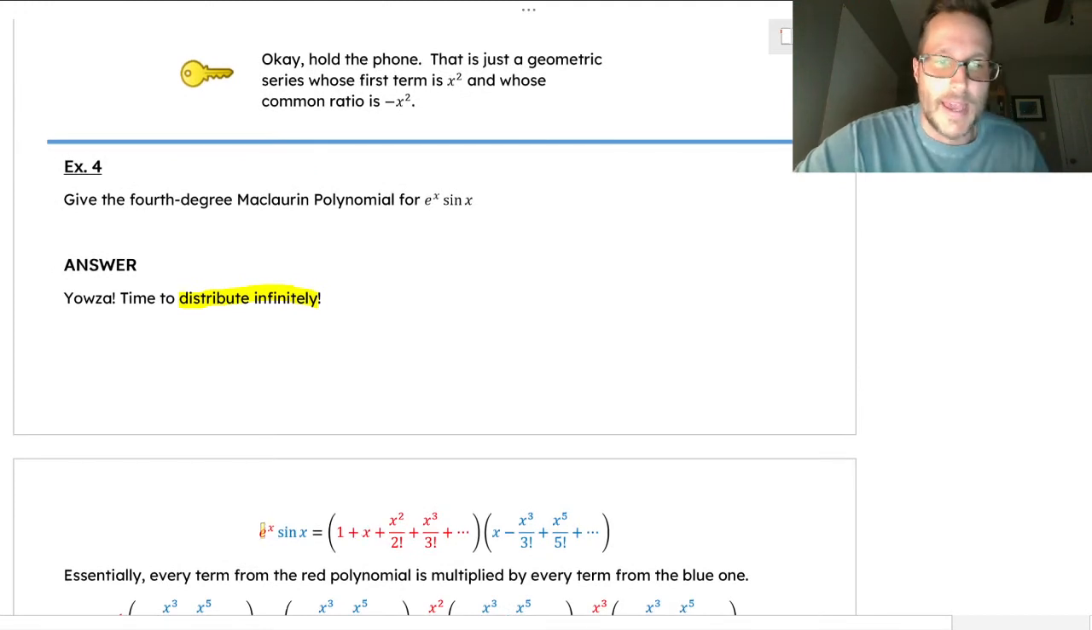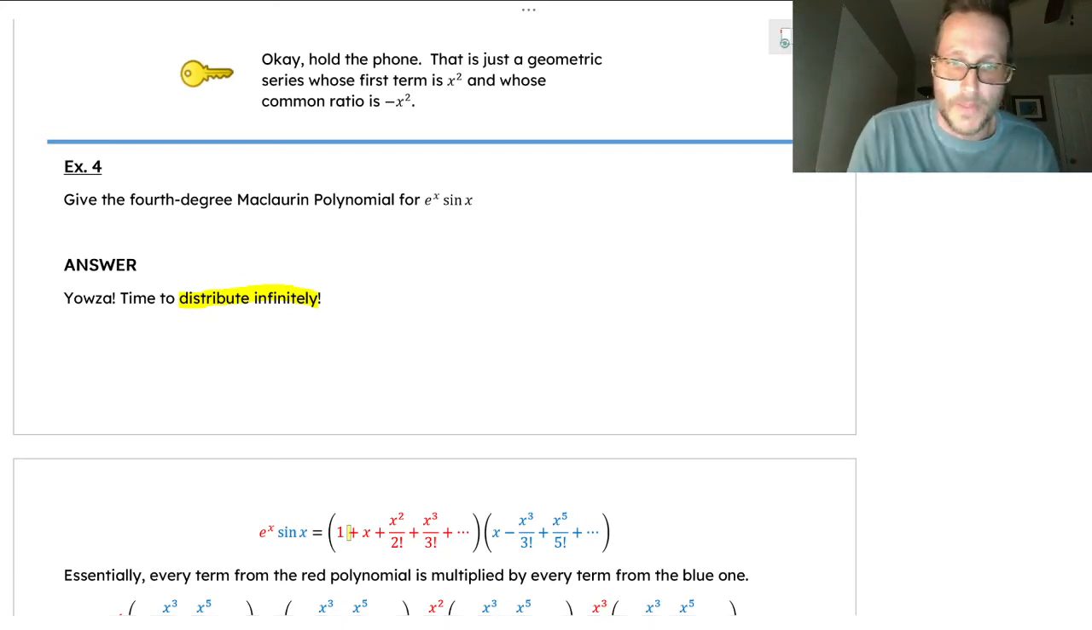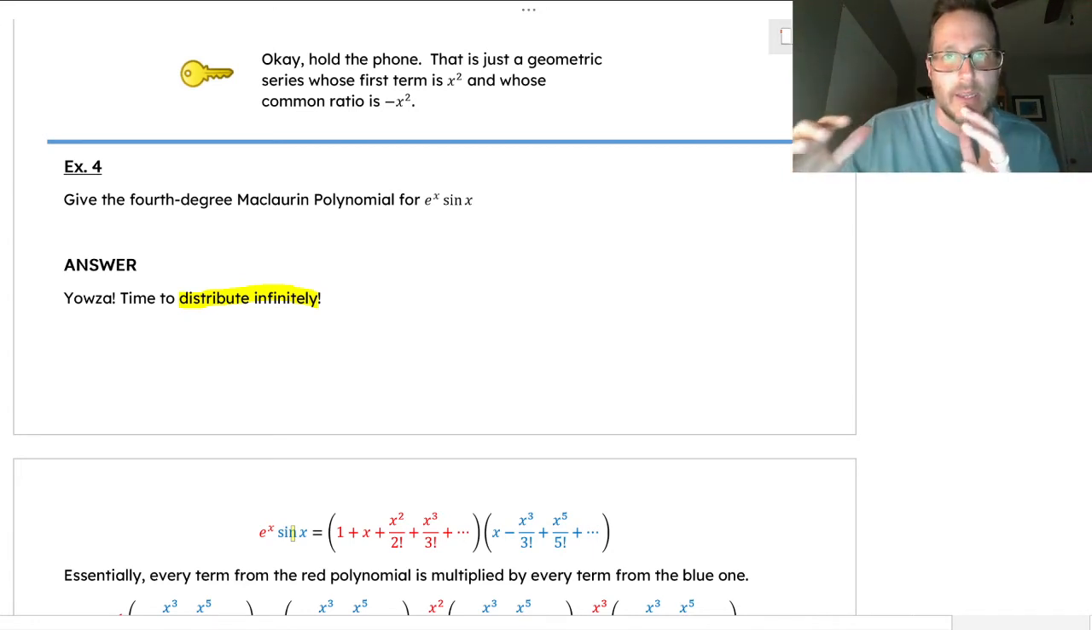Check it out. e to the x times sine x. Here it is. All I'm doing is replacing e to the x with its Maclaurin polynomial. There it is in red. And then sine x, I'm just replacing sine x with its Maclaurin polynomial, the one with all the odd alternators. All right, so there you go.